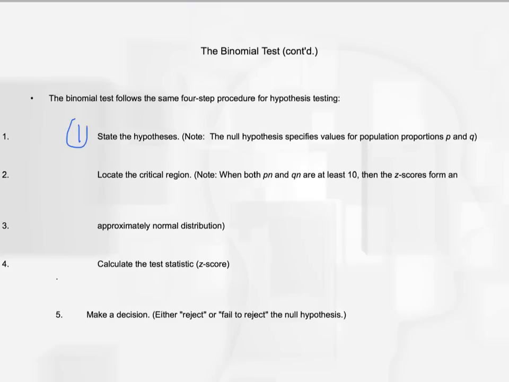We state the null hypothesis, we determine the critical value and locate the region of rejection. We'll be using the z-table, table of the normal curve. We calculate the test statistic, and then we make a decision to reject or not reject the null.